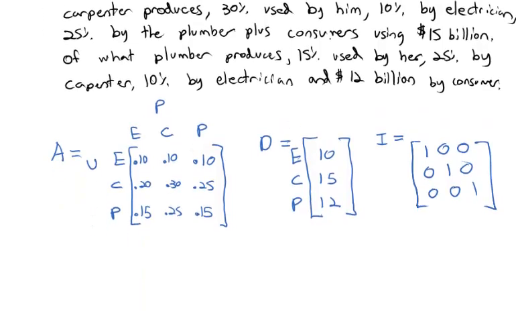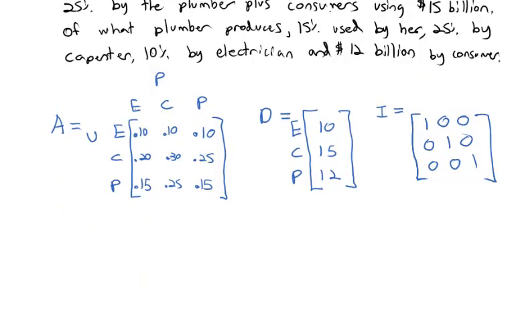So in our calculator, we've got A, the internal use, the closed model version of what's being used by all three industries amongst each other. We'll have a D matrix, that's the external demand on each of the three sectors of the economy. And finally, we'll have an identity matrix, which is going to be used as we run the calculation on our calculator to get that important equation, I minus A inverse D.